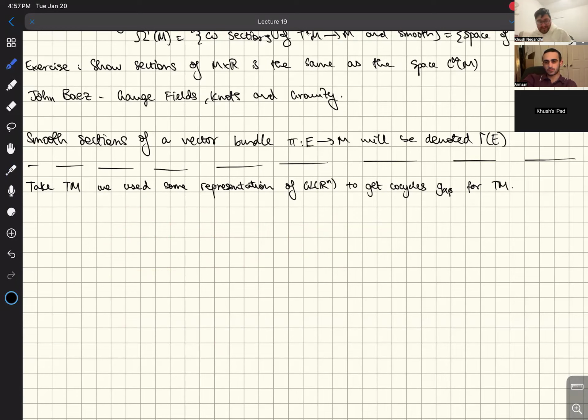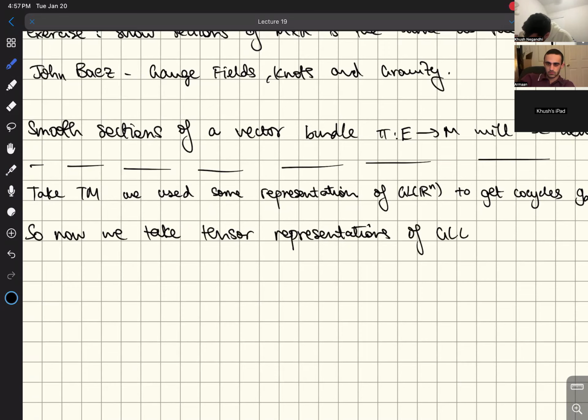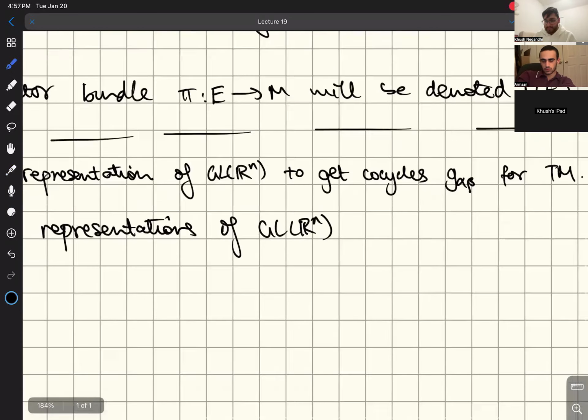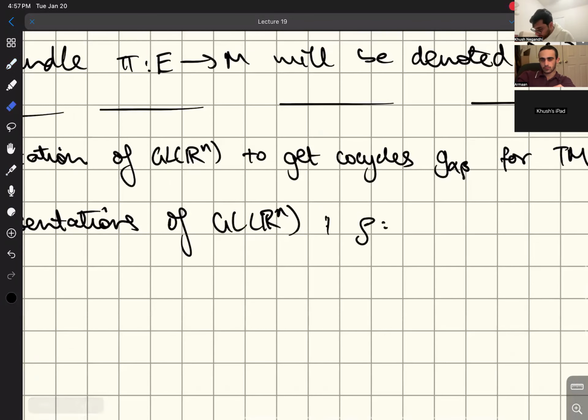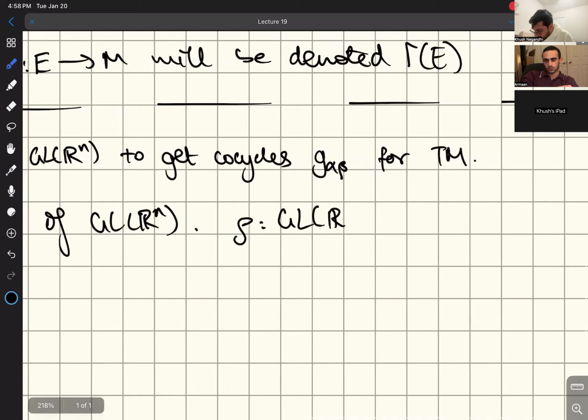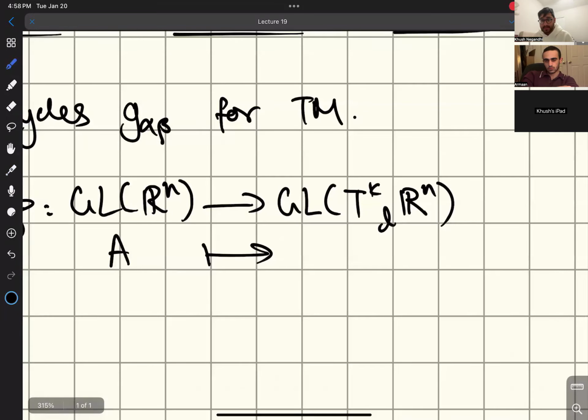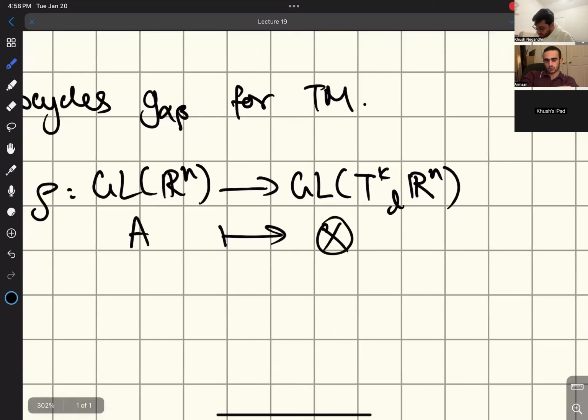Okay, so now all we're going to do is take tensor representations, right? So we get a map rho. What we're going to do is take the standard tensor representation, which is given like this. So it takes A, and all it does is map it to the k copies of the dual.